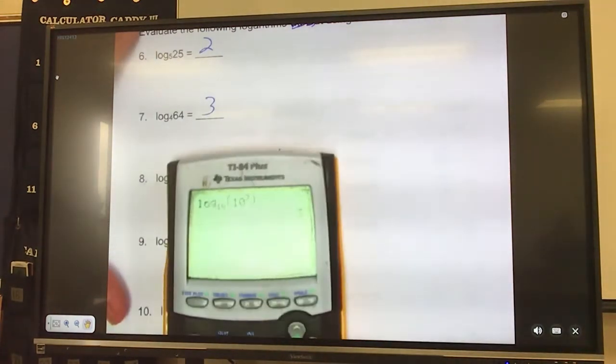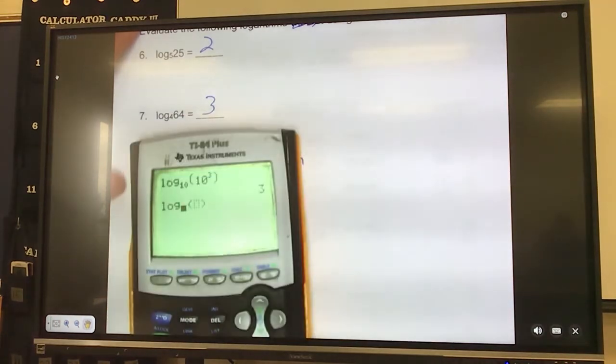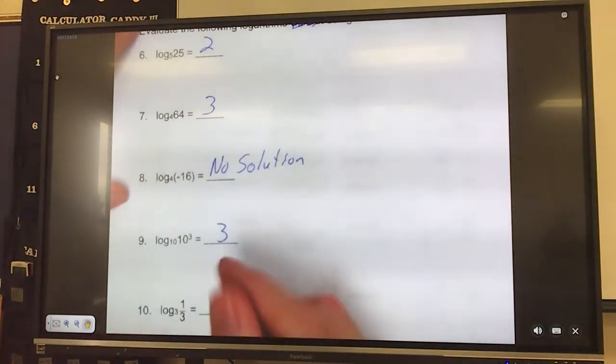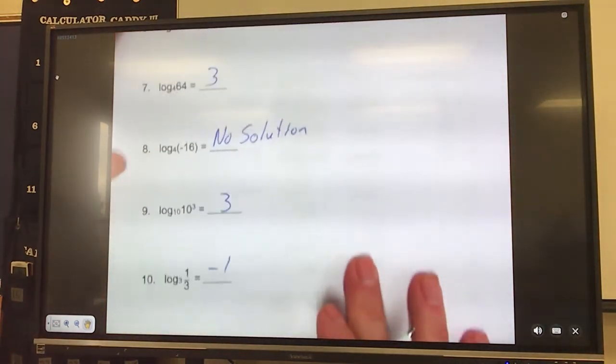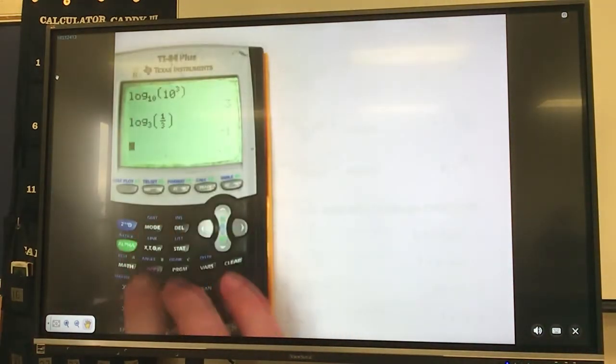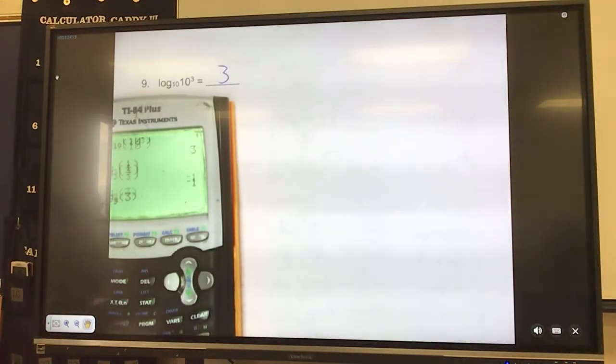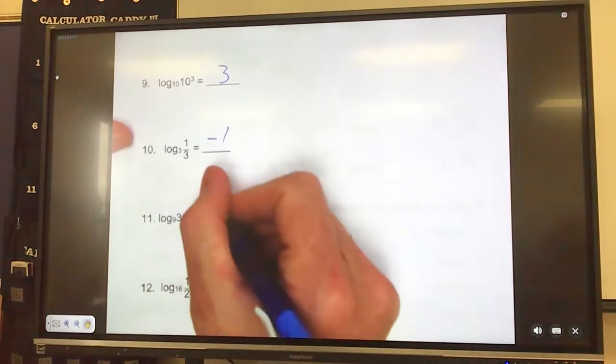Okay, so what you're saying is go math, go up 2 times, and it gets to it faster. Log base 3, and now we have a fraction, 1/3, you got -1. Okay, log base 9 of 3, you got 0.5 or 1/2, either way you want to write it.